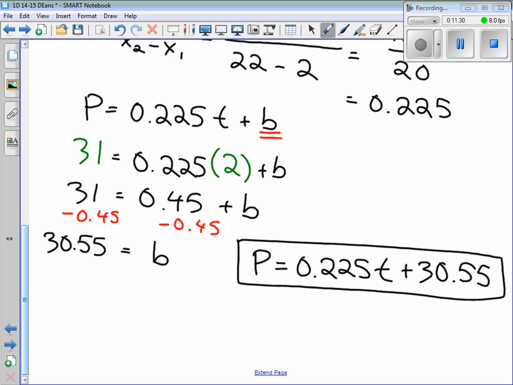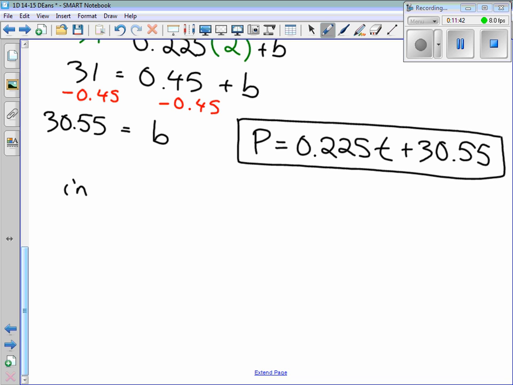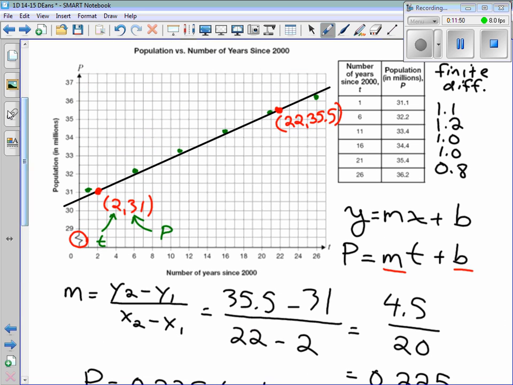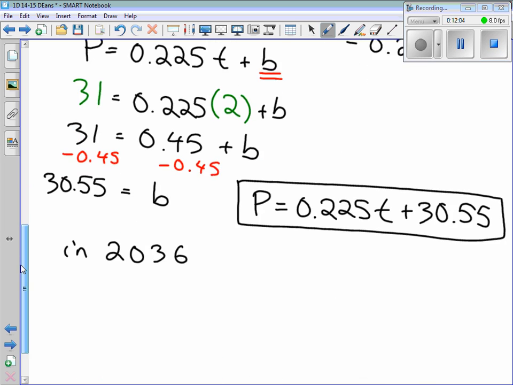Now, the second part of the question says, use this to make a reasonable prediction for the population of Canada in 2036. Back in Unit 9, they asked you questions like this, and what they wanted you to do then was extrapolate using the graph. So extend your line out so that it went way out to 2036, and you could just use that line of best fit. Our graph is a little bit too small to do that here, so we're going to have to use our equation.